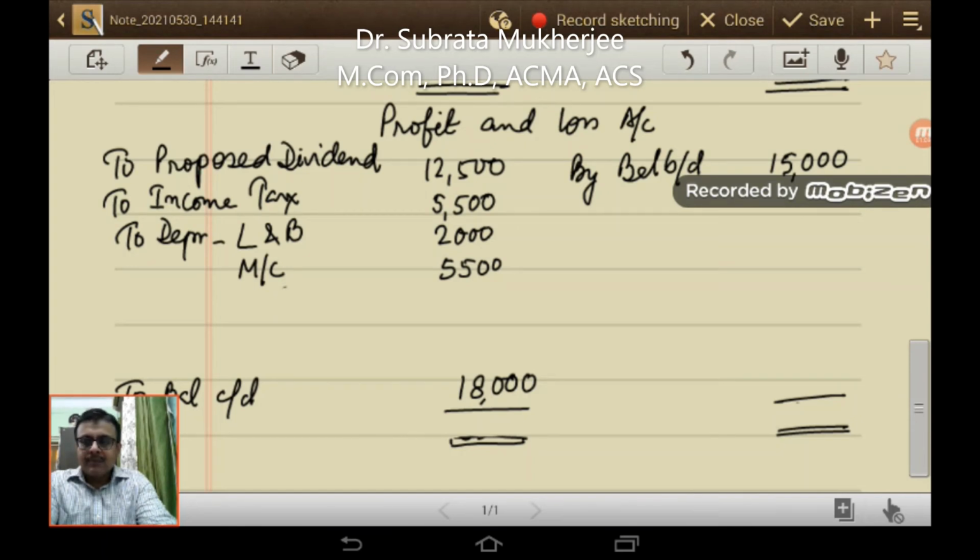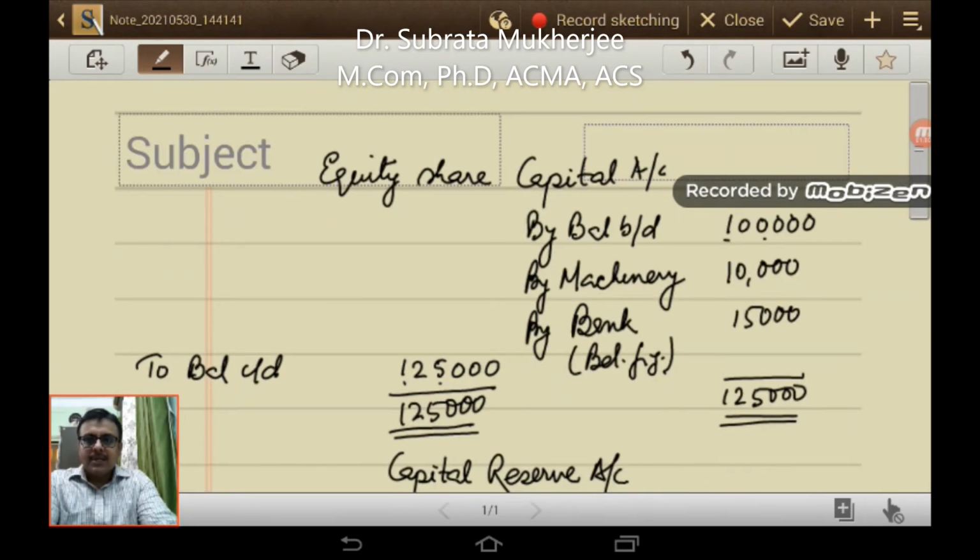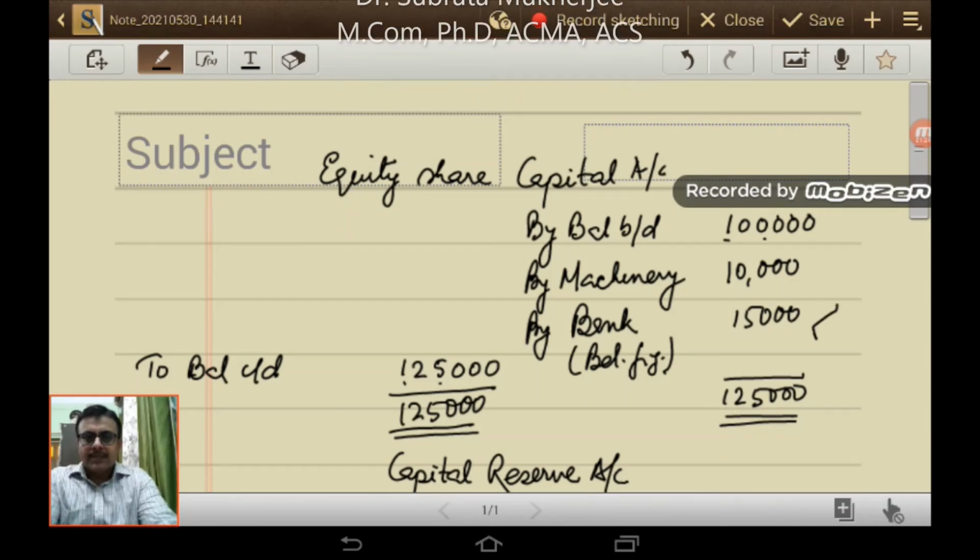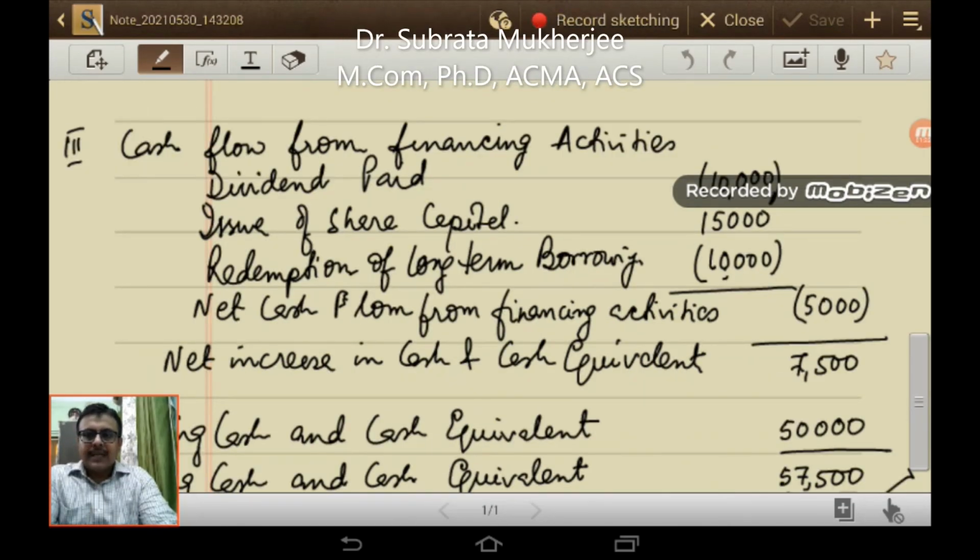Now this is the time to close the ledgers that we have opened. So the first ledger is the equity share capital. The balancing figure represents the amount of equity capital issued for rupees 15,000. So here the journal entry I have passed is bank account debit to equity share capital rupees 15,000. Issue of share capital I have recorded in cash flow from financing activities at rupees 15,000.